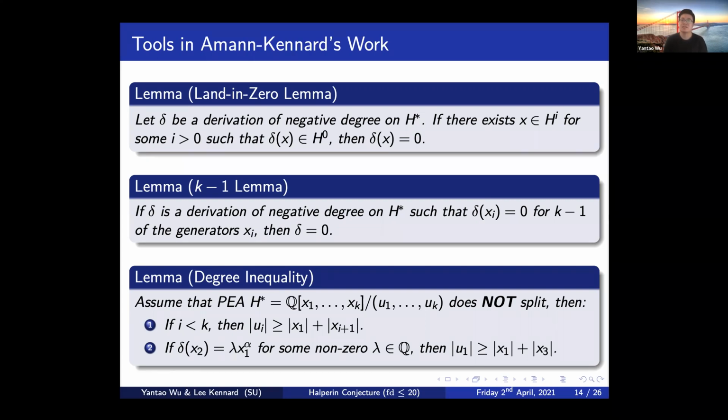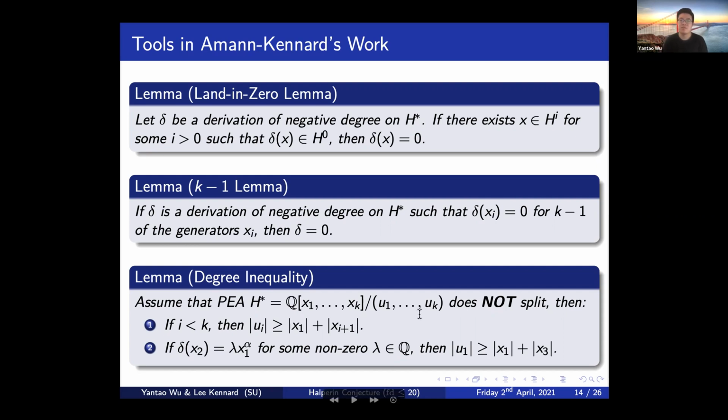If the rank is at least 1, the rank must be at least 2. So I will go on that later. And here's another lemma called the degree inequality. This is true because we assume that they do not split. This gives a lower bound on the degree of relations, and it's very helpful because the lower bound on the degree of relations allows us to push up the formal dimension higher.